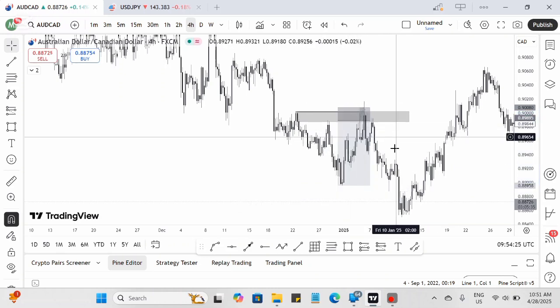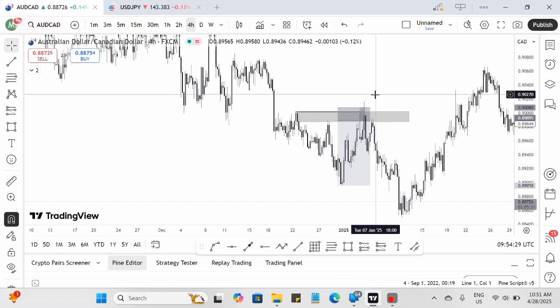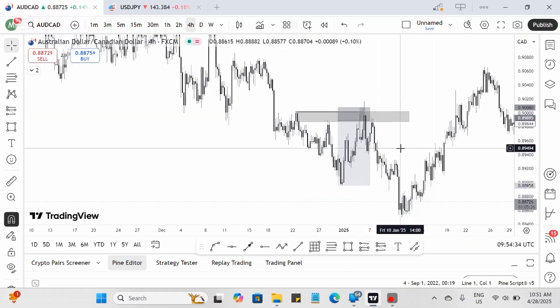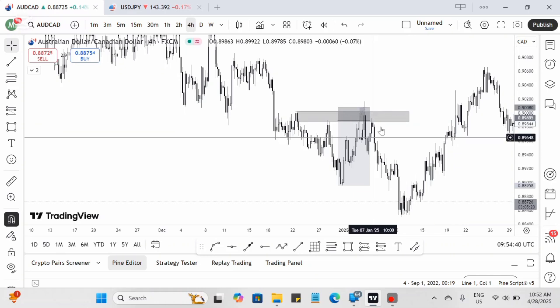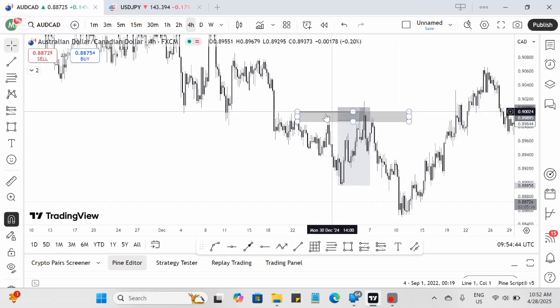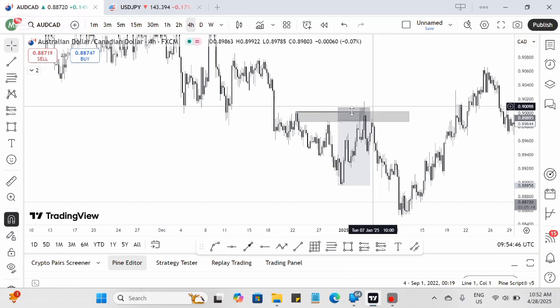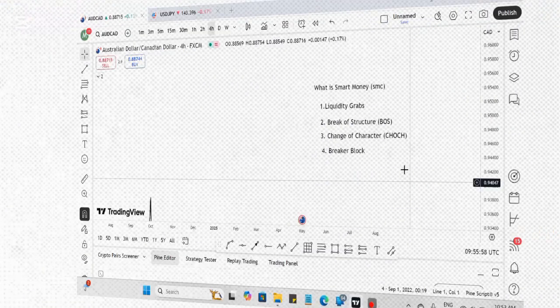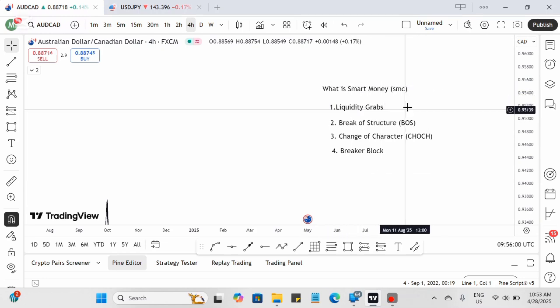What did price do? Price came, tapped them in, moved down a little bit, whipped them out, and then went to the direction it intended in the first place. This is not random. This is smart money. This is the big players entering the market looking for liquidity, and they sweep a lot of stop loss orders that are resting here, sweep them out, then go in the direction they intended in the first place. So we are done with liquidity grab.